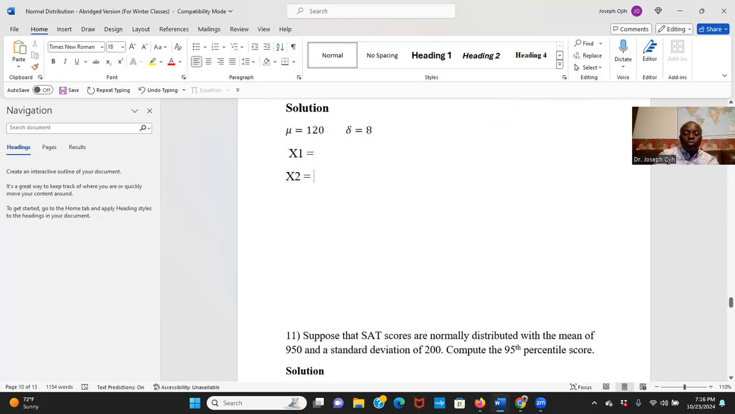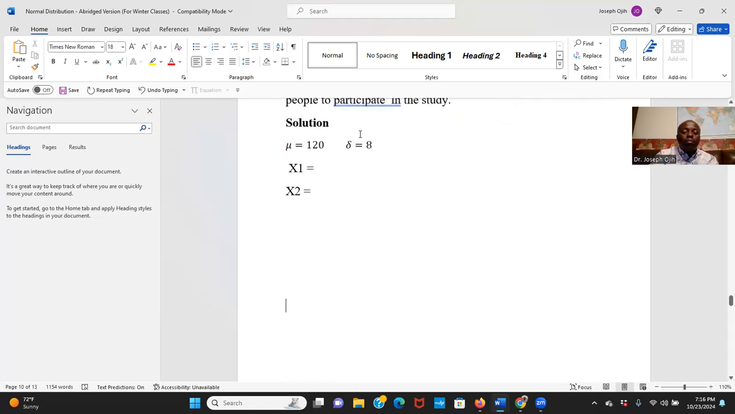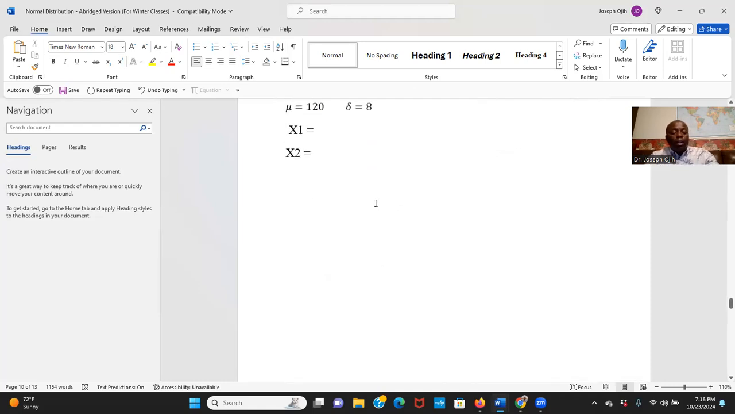So now, first of all, let us draw the chart. Because it says middle 60%, you're going to have negative Z1, which we'll just call Z1, then 0, and Z2, of which Z1 will be, we don't know yet.